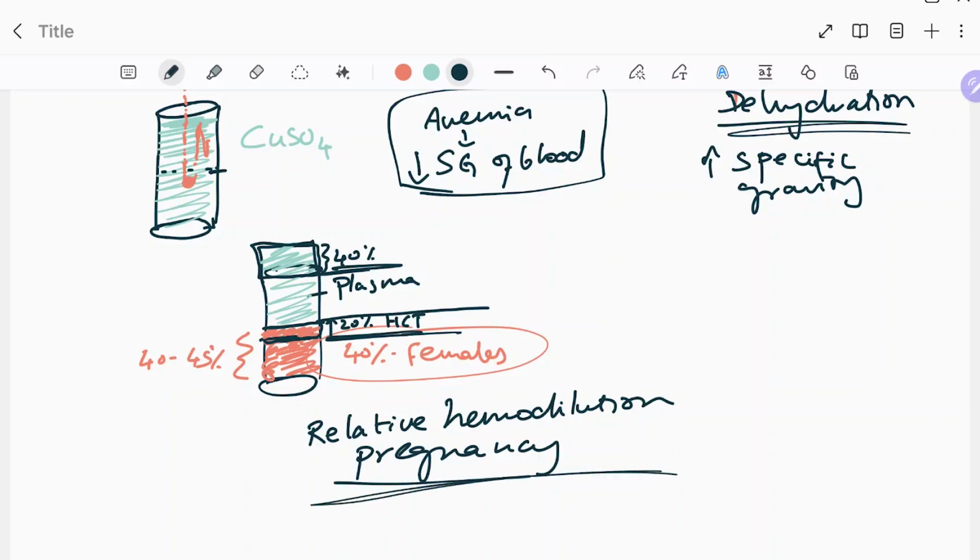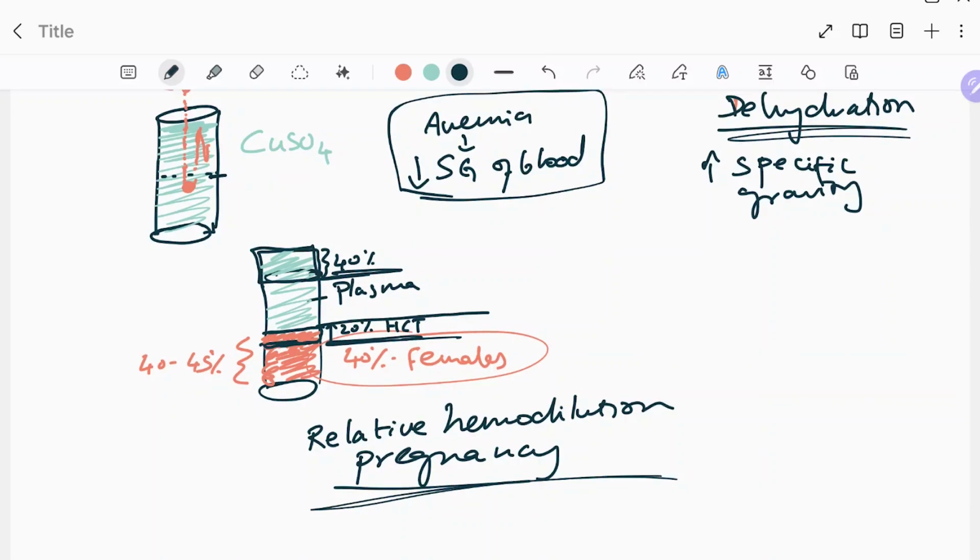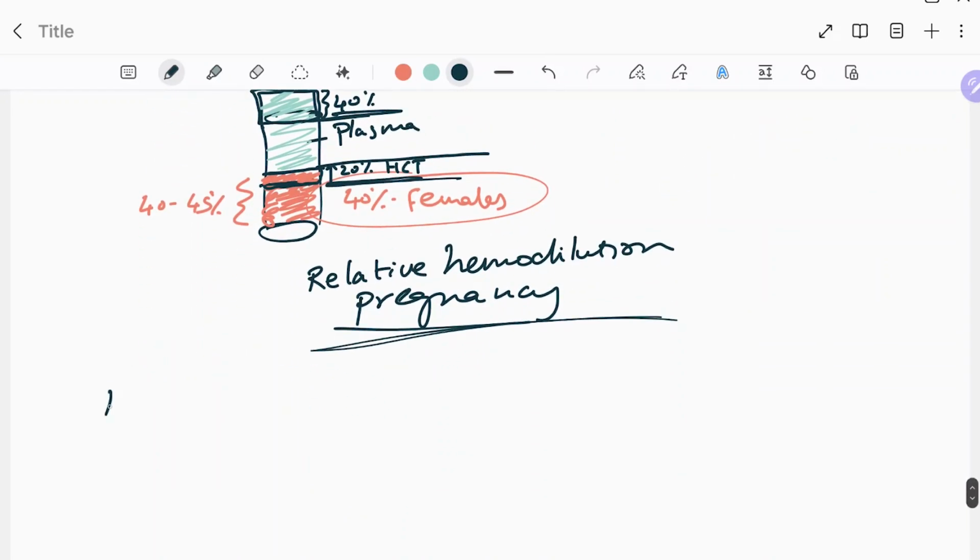So this gives you your relative hemodilution, and that makes your hemoglobin concentration in the blood actually go down, but actually you have a decent amount of blood. So those numbers and cutoffs for hemoglobin concentration in pregnancy are quite different than from adults. Let's talk about hemoglobin concentration now. So about hemoglobin.